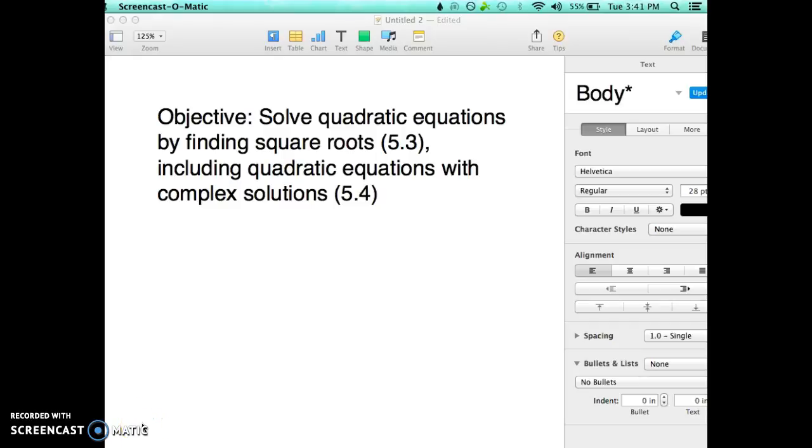All right. Our objective here is to solve quadratic equations by finding square roots, and also solve quadratic equations by finding square roots even when there are complex solutions. But before we do that, we're going to review section 5.2. So let's try a problem.